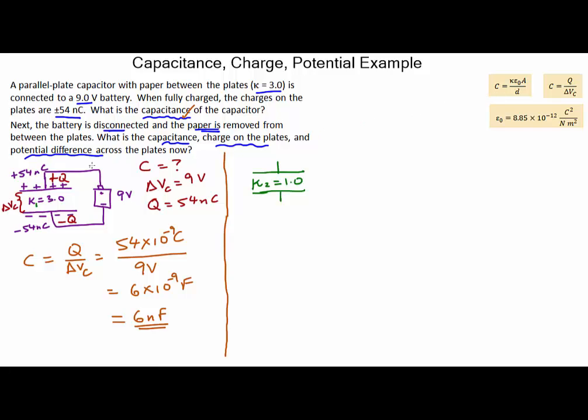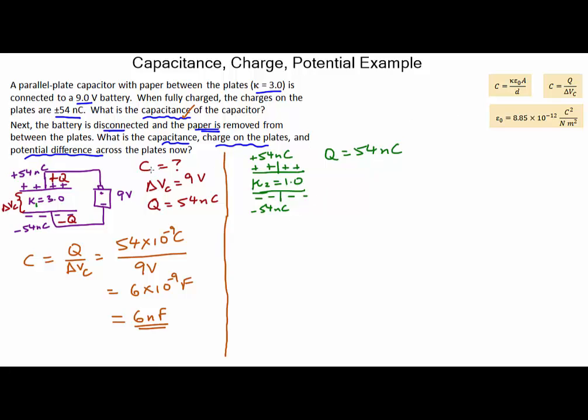Let's see if charge or the potential difference across the plates remains the same. Well, what happens when we cut this wire? When we break the circuit after the capacitor was fully charged, we have trapped those charges on the opposite plates. So these charges have nowhere to go. And so they're just going to stay there even after we cut this wire or cut that circuit. So I'm still going to have plus 54 nanocoulomb here and minus 54 nanocoulomb here. That tells me that Q remains unchanged at 54 nanocoulomb.